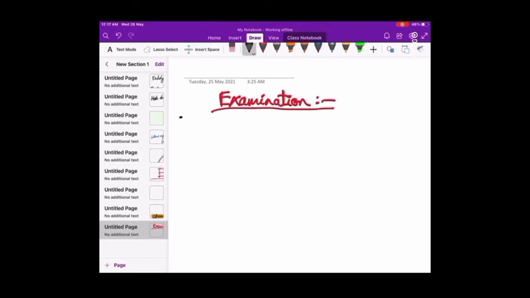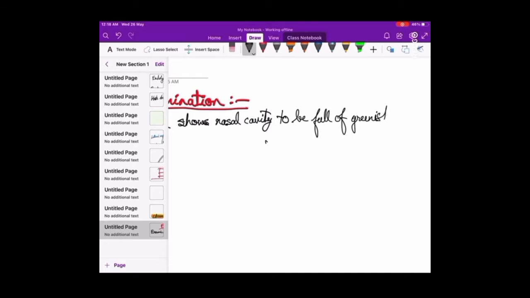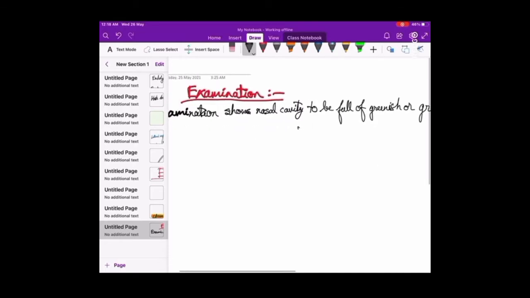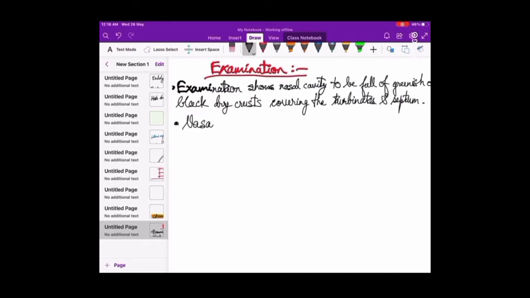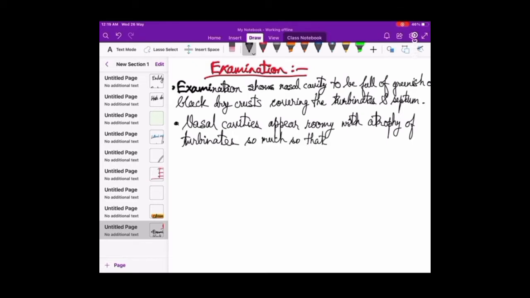Now we come on to examination of atrophic rhinitis. What all features can be seen in atrophic rhinitis? The nasal cavity will be full of greenish or black dry crust covering the turbinates and septum. Nasal cavities appear roomy, meaning a large area will be present with atrophy of the turbinates, so much so that the posterior wall of the nasopharynx can easily be seen.